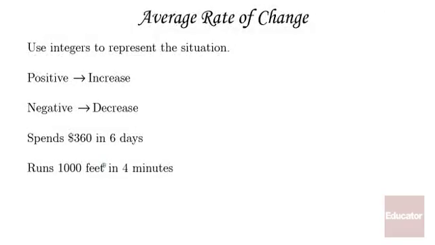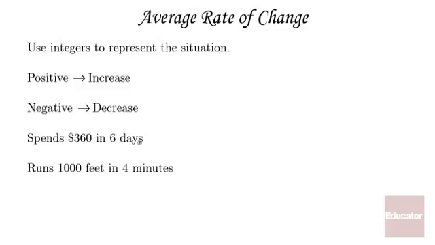Let's try some examples of using dividing integers to find average rate of change. Remember that you need to use the correct integer to represent the situation. So for example, a positive integer generally represents an increase or a rise, whereas a negative integer will represent a decrease or moving downwards.